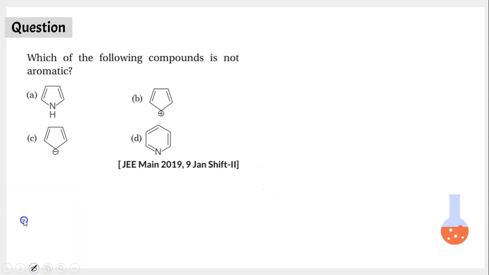The next question is asking which of the following compounds is not aromatic. And this question also has been picked up from the JEE 2019, 9th January shift 2 question paper. And in this question, you have 4 molecules. You need to observe them and tell which is not aromatic by nature. This question is very simple and direct, and it can be solved with the help of a rule called Huckel's rule.